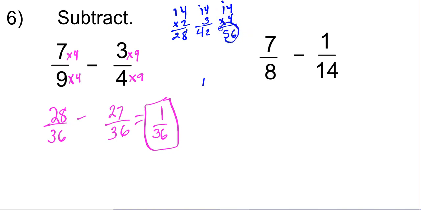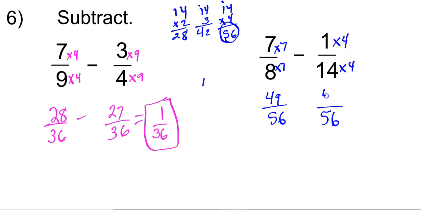So 56 is a multiple of 8 as well. So our common denominator is going to be 56. All right, so how did 8 multiply to get to 56? That's times 7. So do times 7 on your numerator. That's 49. 14, it was times 4. So do the same thing with the numerator. 1 times 4 is 4.